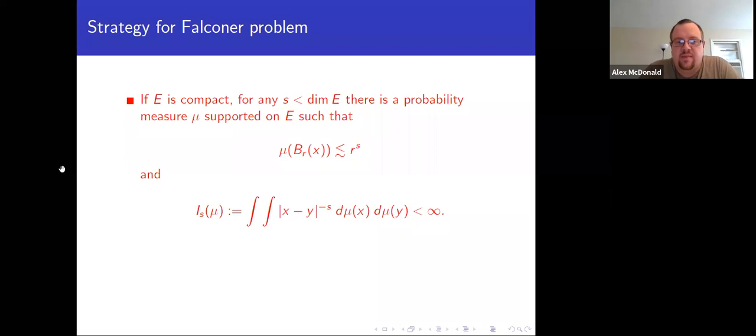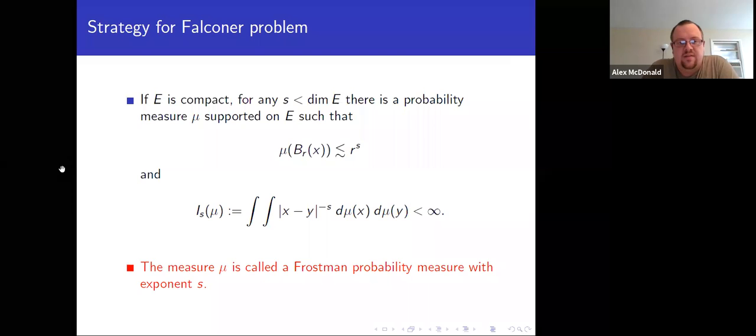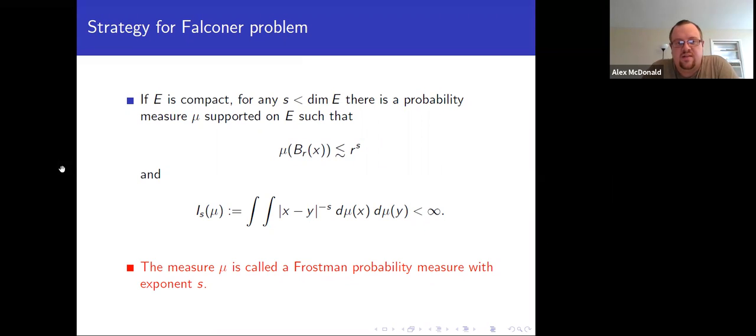Okay, so you can choose a measure that has this decay property, and this energy integral is finite. And the finiteness of this energy integral, well, actually, I'll just come back to that. It's important for using a lot of the harmonic analysis tools we want to use. Okay, so this measure is called a Frostman probability measure with exponent s. And we're going to study our sets by looking at these measures that they support.